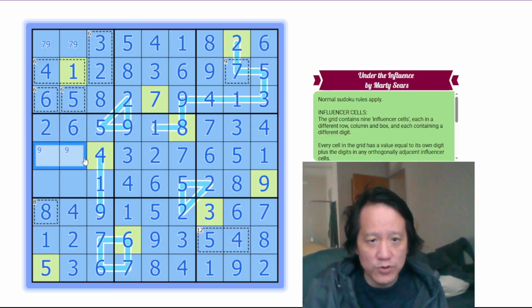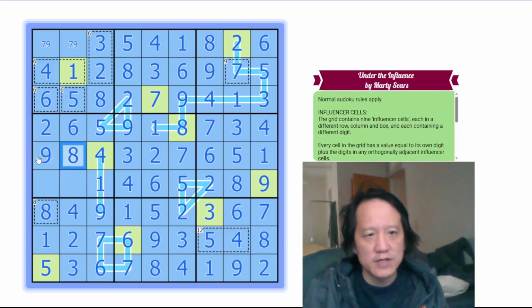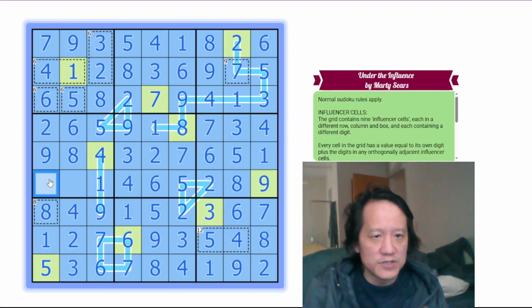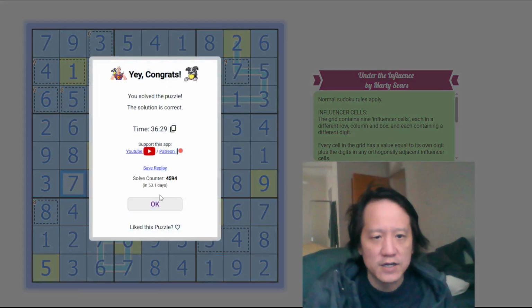Remaining digits in row 5 are 8 and 9. This can't be 8 because of 8 in the column, so that's 9, which makes that 8. 9 eliminates 9 here, so it's 7 and 9. That leaves this digit as a 3 and this digit as a 7. And that's the solution.